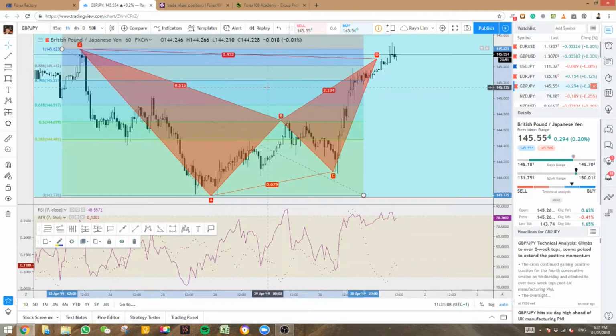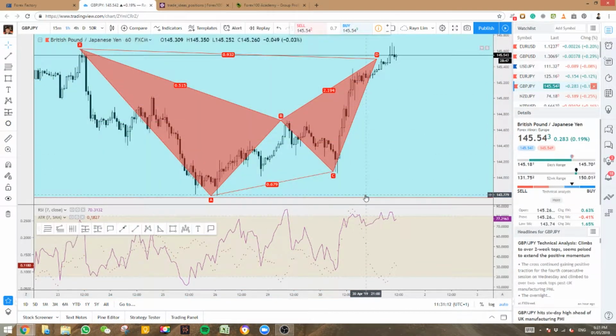Okay, very nice setup, a good consideration. So let me just jot down pound yen H4 back pattern. Great. Okay.